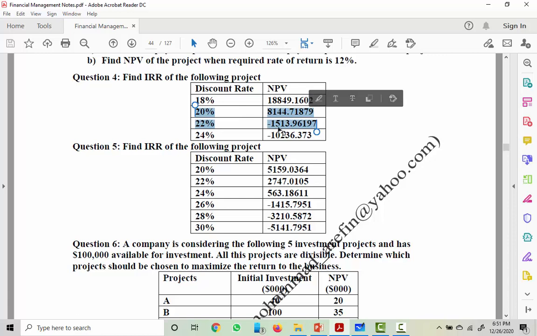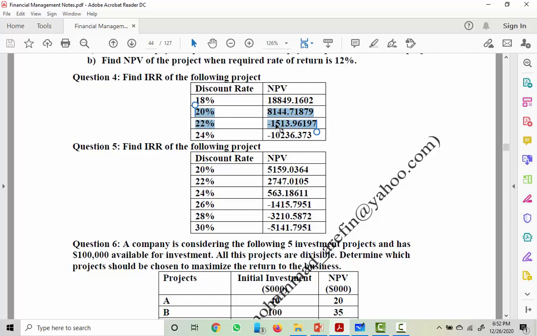So that means IRR has to be somewhere in between 20 and 22%. NPV is 0 at IRR. So IRR must be in between 20% to 22%, because when the discount rate is 20%, NPV is positive 8,144. When the discount rate is 22%, NPV is negative.